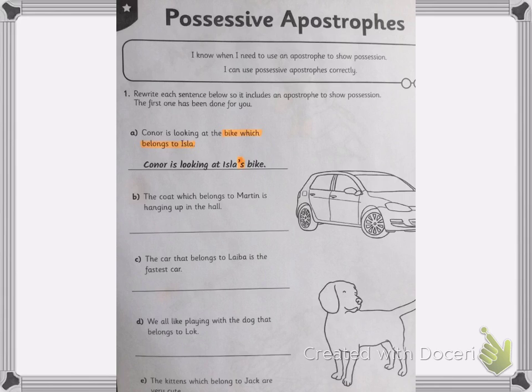So it's Isla's bike. So Connor can just stay as it is. We don't need anything there. Connor is looking at, now when we come to Isla's bike, okay, we need to think about how do we show that the bike belongs to Isla? Well, we put Isla, apostrophe S, bike. Okay, so Connor is looking at the bike which belongs to Isla. Connor is looking at Isla's bike. Okay, apostrophe S on Isla to show the bike is hers.